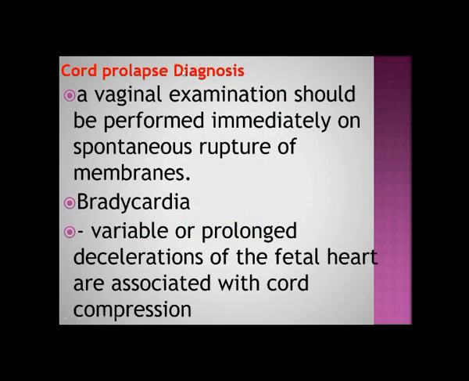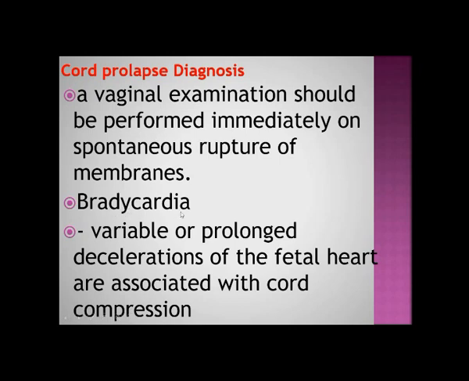Next, cord prolapse diagnosis. How can we diagnose cord prolapse? A vaginal examination should be performed immediately on spontaneous rupture of membranes. We already explained the risk factors. So if the patient is at risk of cord prolapse, like malpresentation, multiple pregnancy, or polyhydramnios, then after the rupture of membranes you have to do the vaginal examination immediately.